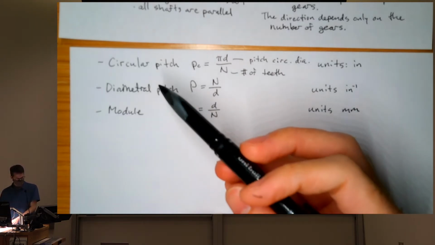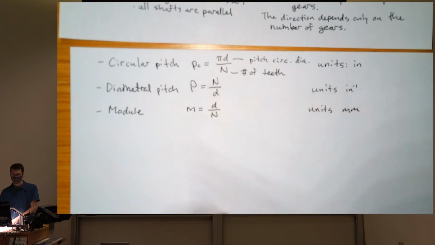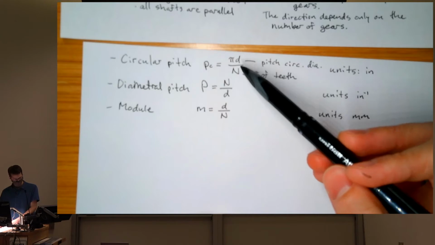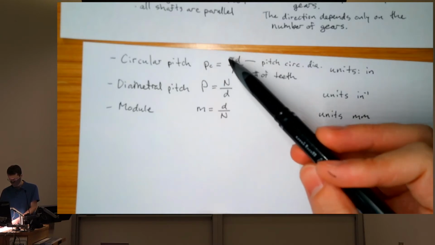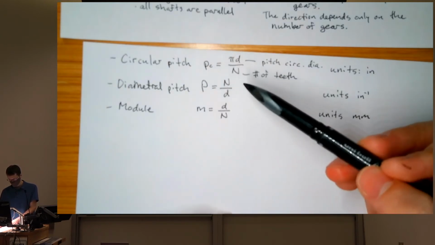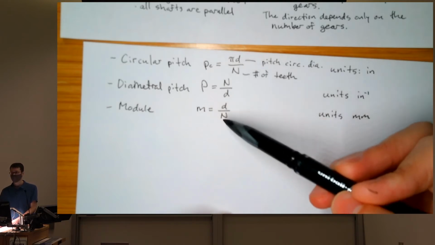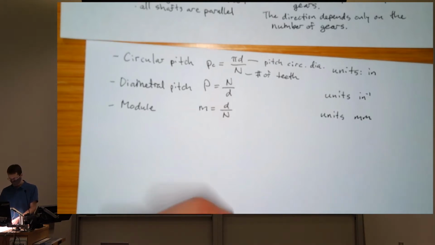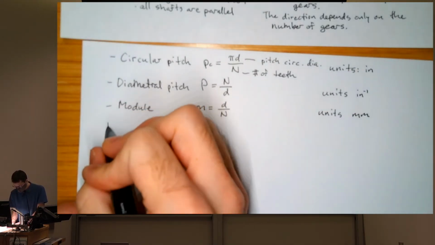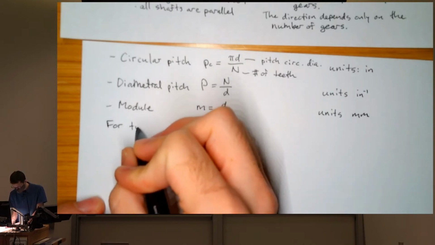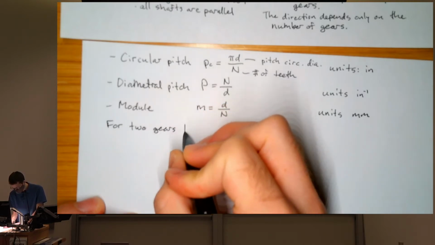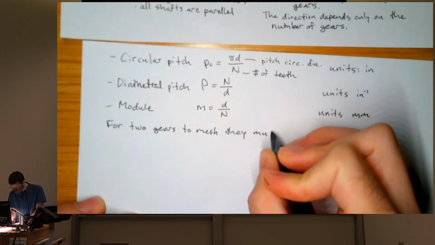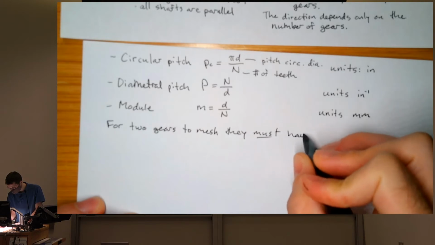So all of these measures here, the circular pitch, the diametral pitch, and the module, they are all measures of the same thing. Because you can see it's the ratio of d over n. This is multiplied by pi. This is n over d, so it's 1 over the ratio of d over n. So they're all measuring the same thing, which is essentially the tooth spacing on the gears. And for two gears to mesh, they must have equal tooth spacing.